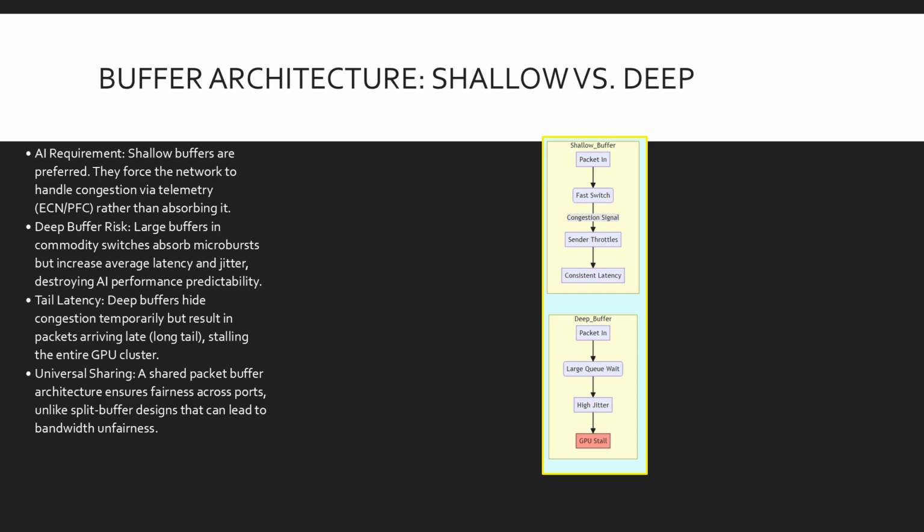This visual contrasts buffer behaviors. In the deep buffer scenario, packets enter a large queue wait, leading to high jitter and ultimately a GPU stall. In the shallow buffer scenario, the packet moves through a fast switch. If congestion occurs, a congestion signal is sent back, causing the sender to throttle. This proactive management results in consistent latency, which is vital for synchronization.